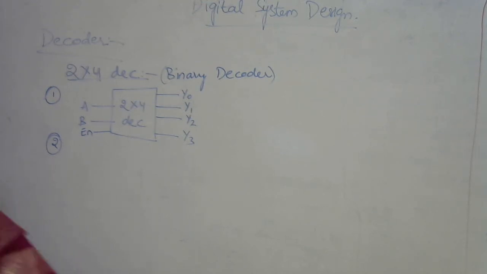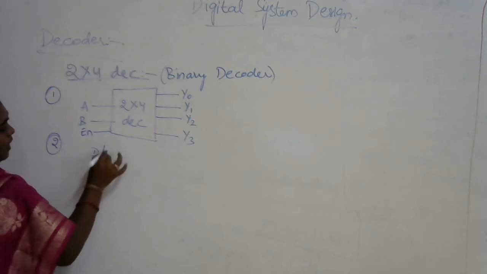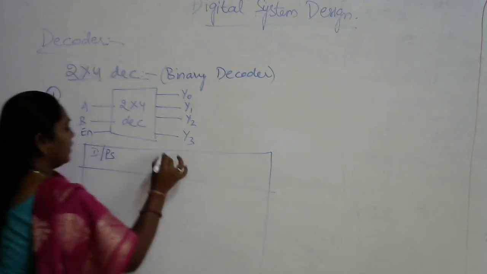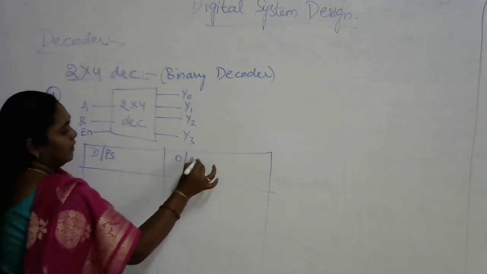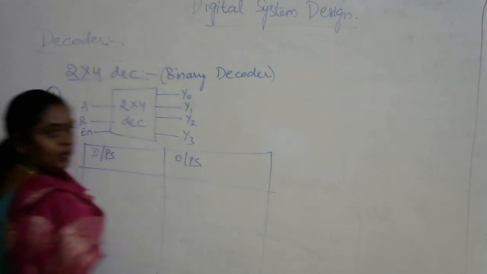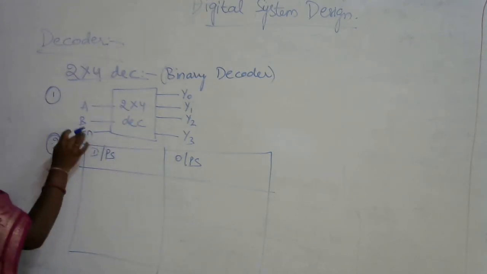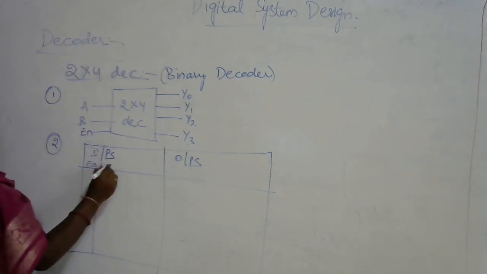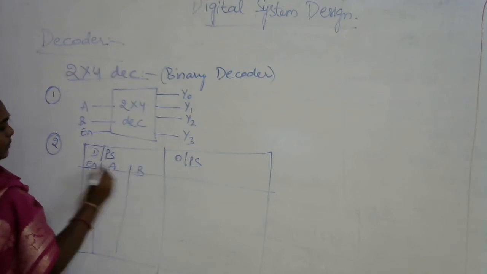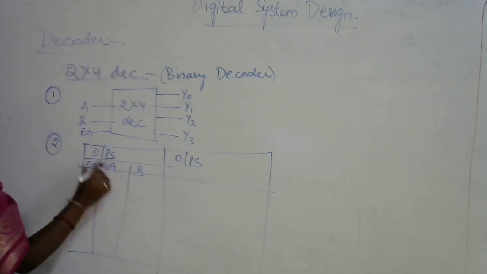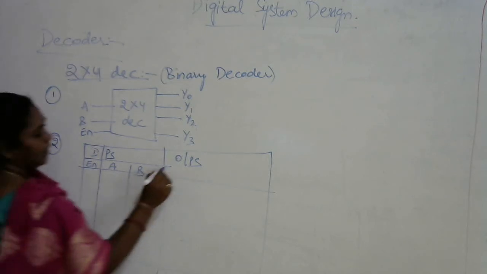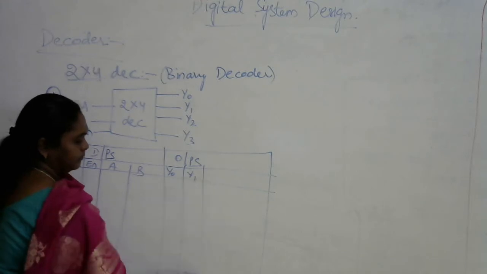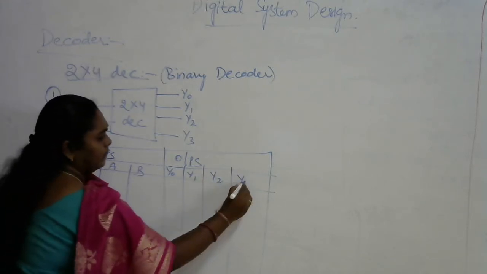As I didn't specify whether it is active high or active low, always assume by default that it is an active high input. Here I am drawing a table which gives a relationship between the input and output variables. The inputs are the enable, which is nothing but a control input, and 2 inputs A and B. So the inputs are A, B followed by the control input enable, and the outputs are 4 outputs Y0, Y1, Y2 and Y3.